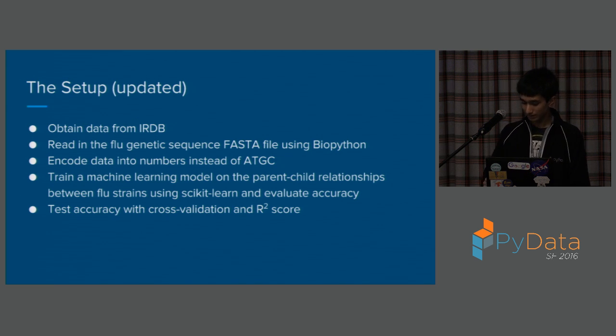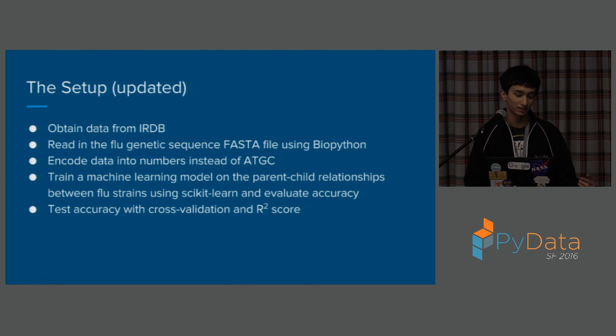So this was my updated setup with all the Python libraries, as well as my background research. The first step stayed the same: I would still obtain data from the IRDB. The second step I changed because of Biopython, so I would read in the genetic sequence of the flu using Biopython. And I had to add a third step, which is encoding the data. scikit-learn only takes numerical input, so I had to change the biological data, which is in combinations of A's, T's, G's, and C's, into numerical data. Then I would train a machine learning model on the parent-child relationships between flu strains, and evaluate the accuracy using cross-validation and R-squared score.